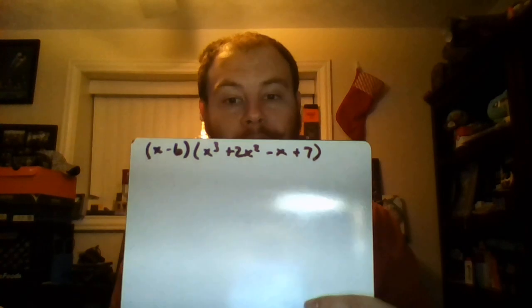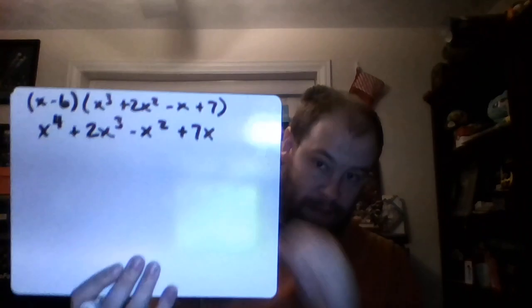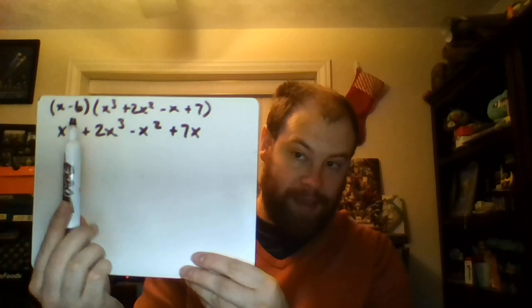So just like in that first example we did, we're going to multiply x times everything in the second polynomial. So if we do that, we'll get x to the fourth plus 2x to the third minus x squared plus 7x. So there we go. That was all the stuff we get from that first part. And then we're going to take the second thing in that first polynomial, which is minus 6, and we're going to multiply it by everything in the second part. So we get minus 6x to the third minus 12x squared plus 6x minus 42.